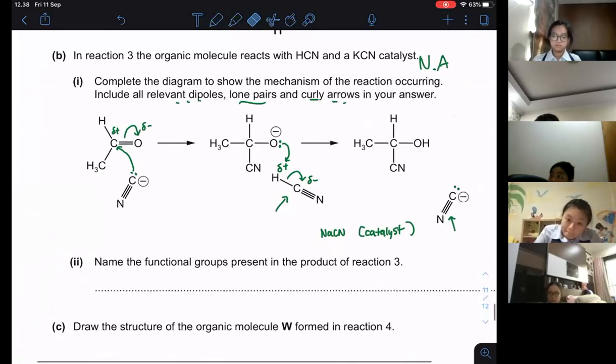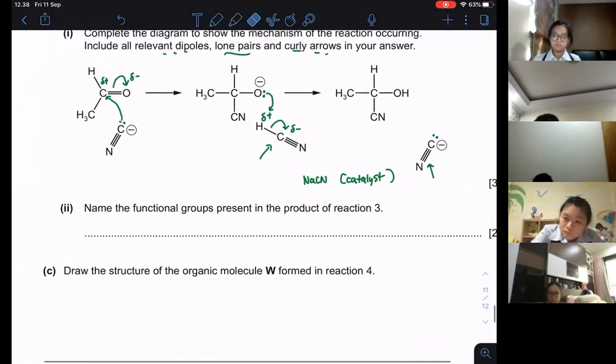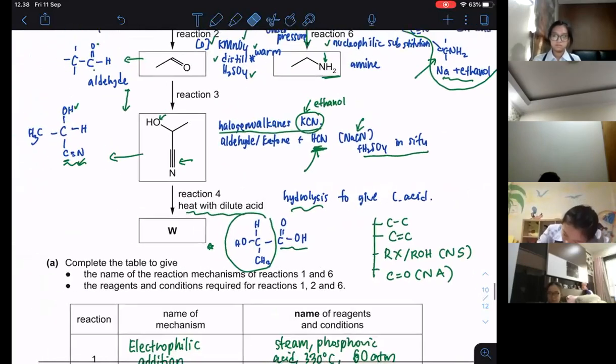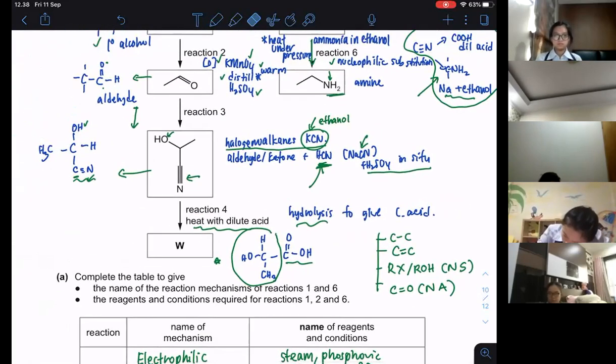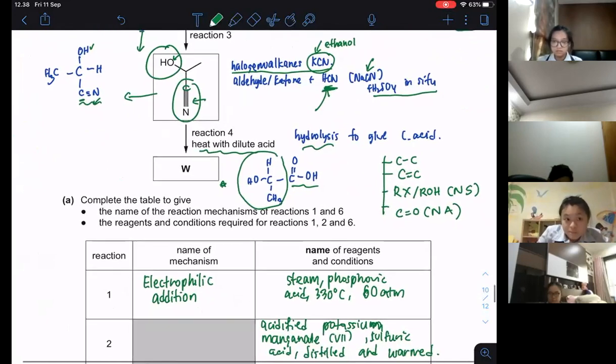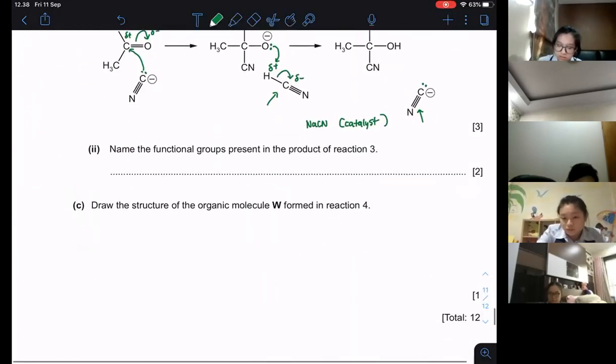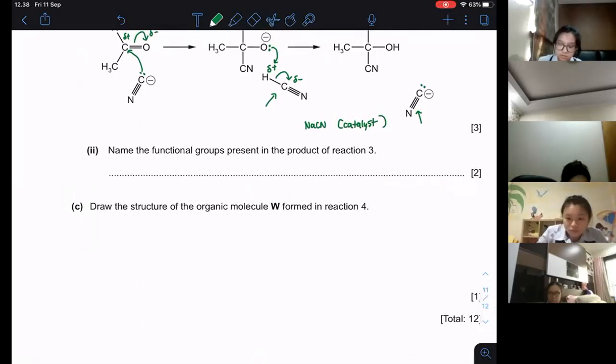Now name the functional groups present in the product of reaction 3. So you have OH, and then this is CN. So you have an alcohol group and a nitrile group. I will finish in a few minutes, sorry. So this one is going to be alcohol group and nitrile group.